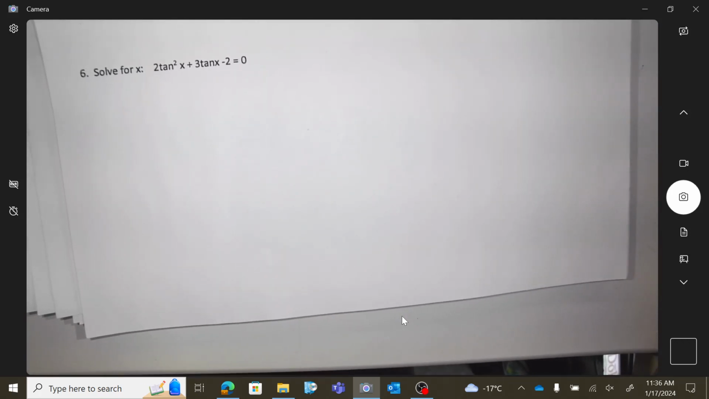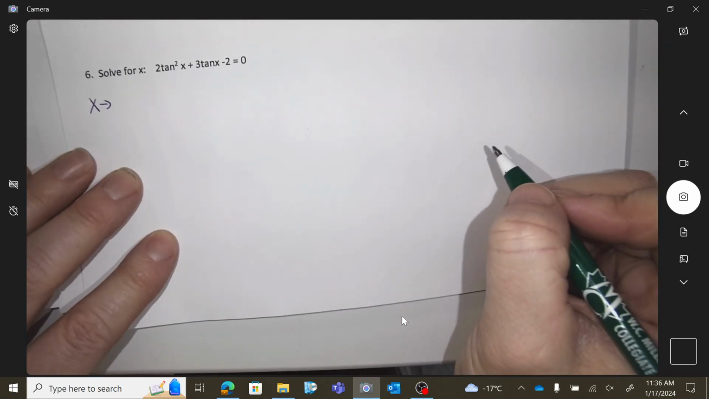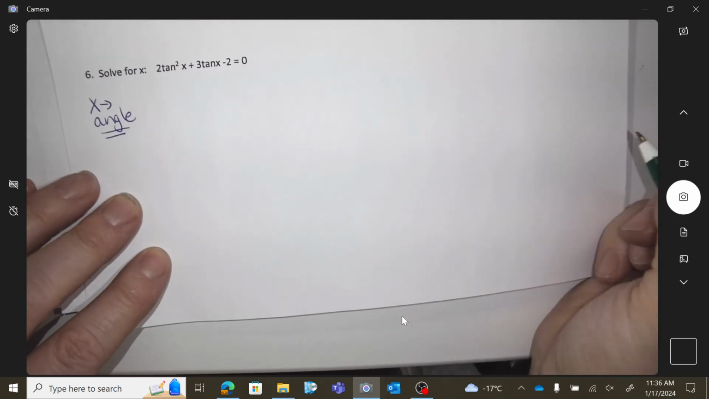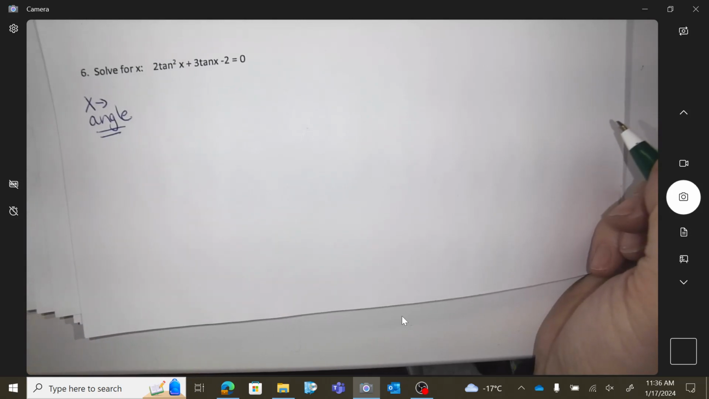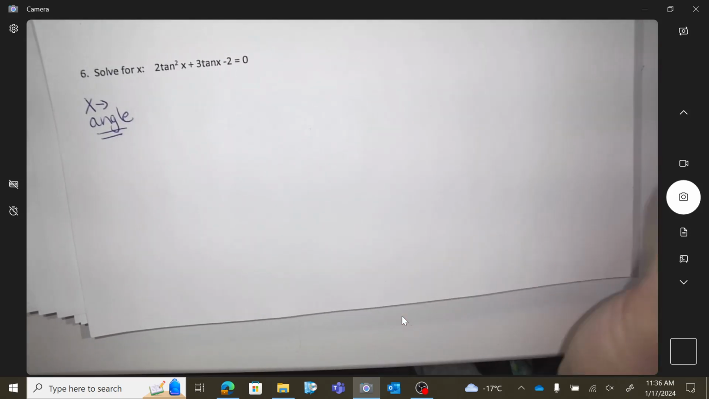Solve for x. What is x in this equation? What is x representing? X is an angle, right? So we're going to be finding the angle answer. Okay, how do we start? So we have to do some algebra. We're not going to just go into angles. We're going to do algebra.